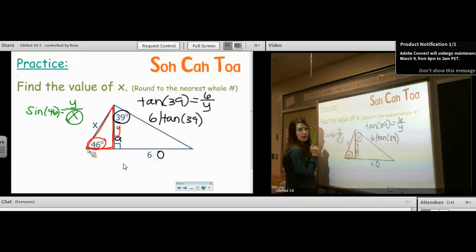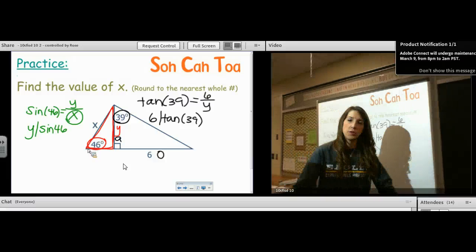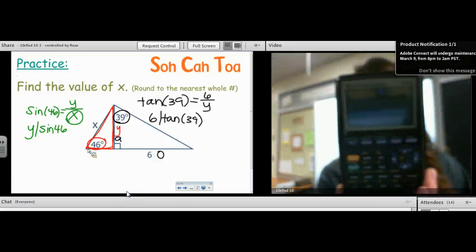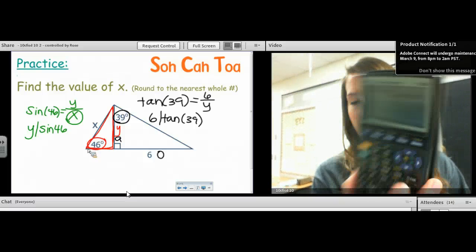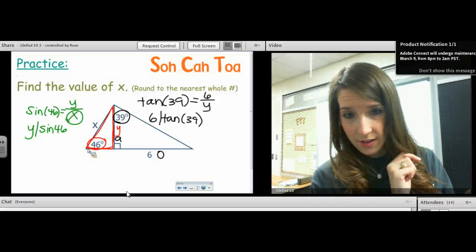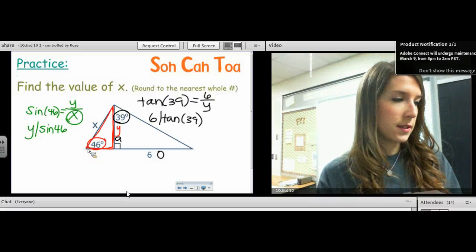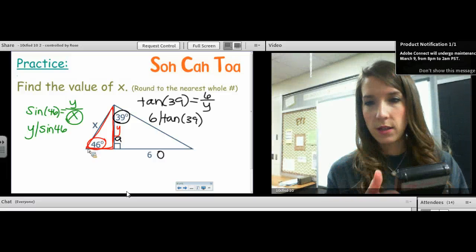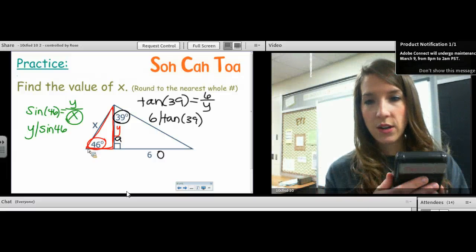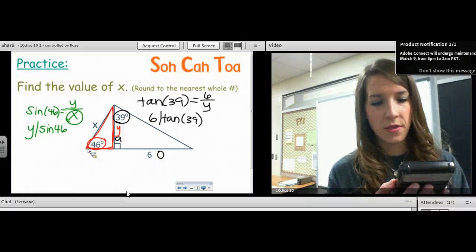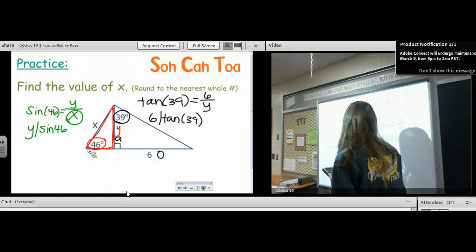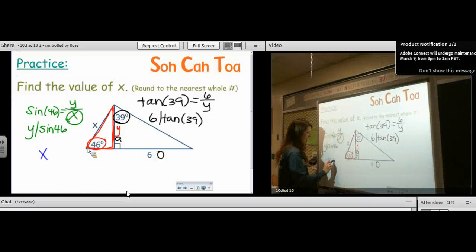X is in the denominator, so we're going to divide. Y divided by sine 46. So you take that number that's already sitting in your calculator, and you just press divided by sine 46. And you get 10.3, which to the nearest whole number would be 10. I would probably want to round that to the nearest tenth. 10.3. I hope that y'all understand what I was saying with that.